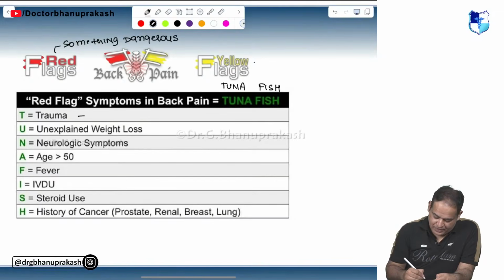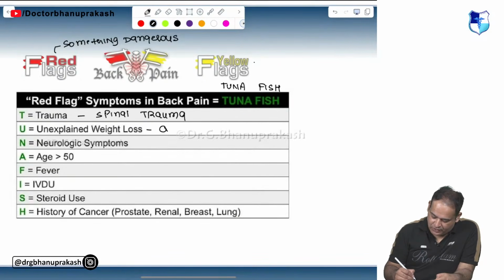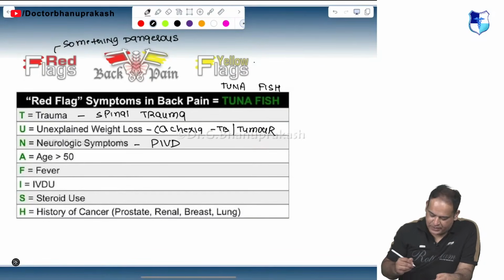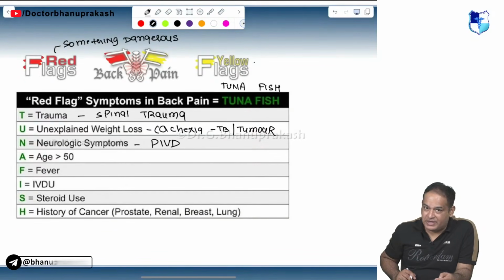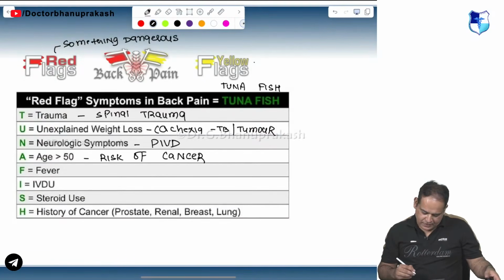Fine. For example, if there is spinal trauma, if the pain developed after spinal trauma, unexplained weight loss, that means cachexia, this could be due to tuberculosis or cancer. Neurological symptom, that means your patient has disc prolapse. Age over 50, risk of cancer, right?